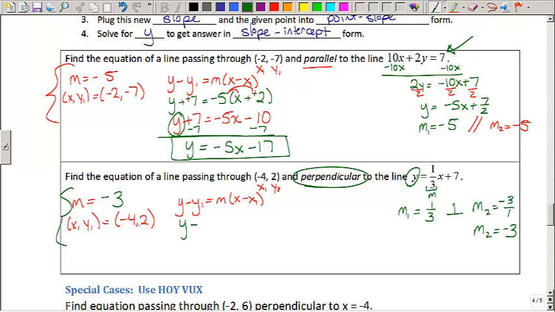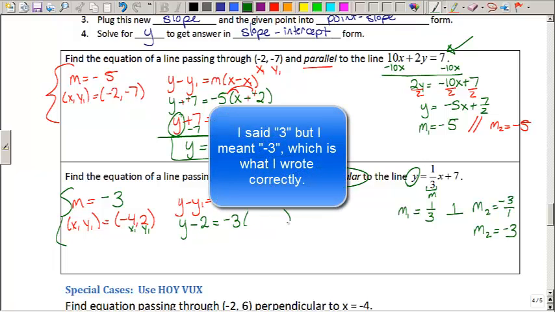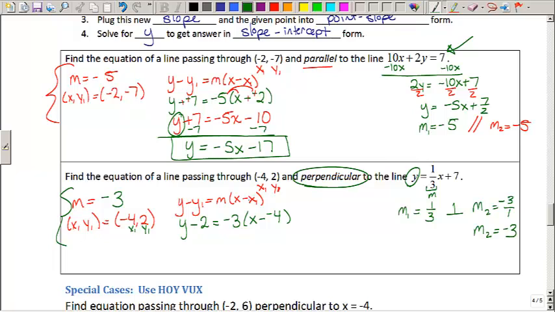y minus y1, which happens to be 2, equals m, now I have my m of -3, times the quantity x minus x1, which is a negative 4. Notice there's a minus because the equation has a minus in it, and a negative from the negative 4. And minusing a negative really means adding a positive. Some of you might just go ahead and write down x plus 4, and that's fine.